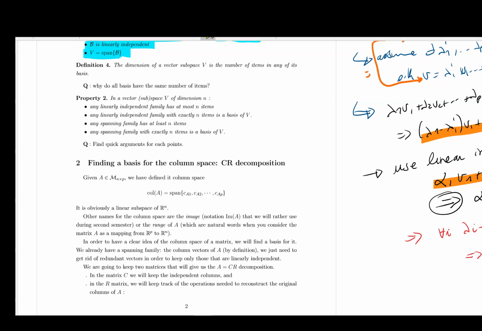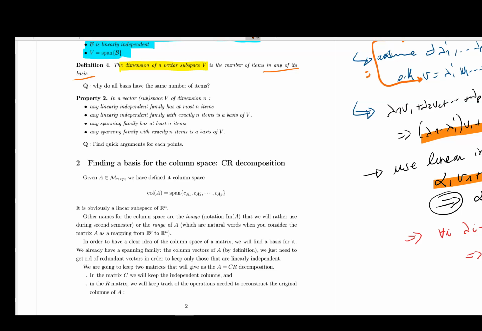Okay, so next we're going to give the very basic definition, that probably you already know, of the dimension. The dimension of a vector subspace or a vector space is very simply the number of items in any of its bases. So you will note the way that is written. What does that imply? It implies that any basis should have the same number of items.